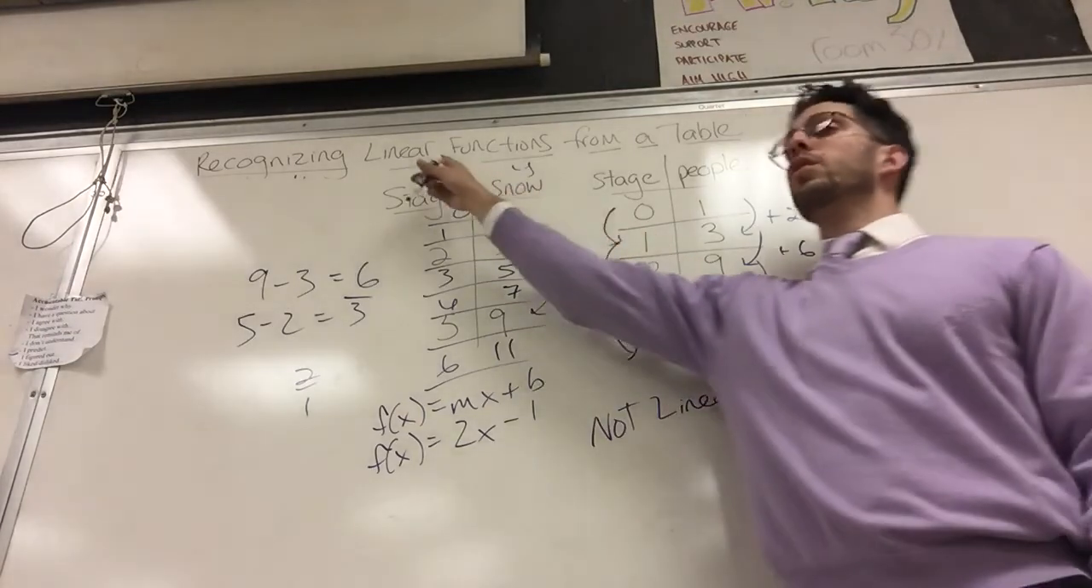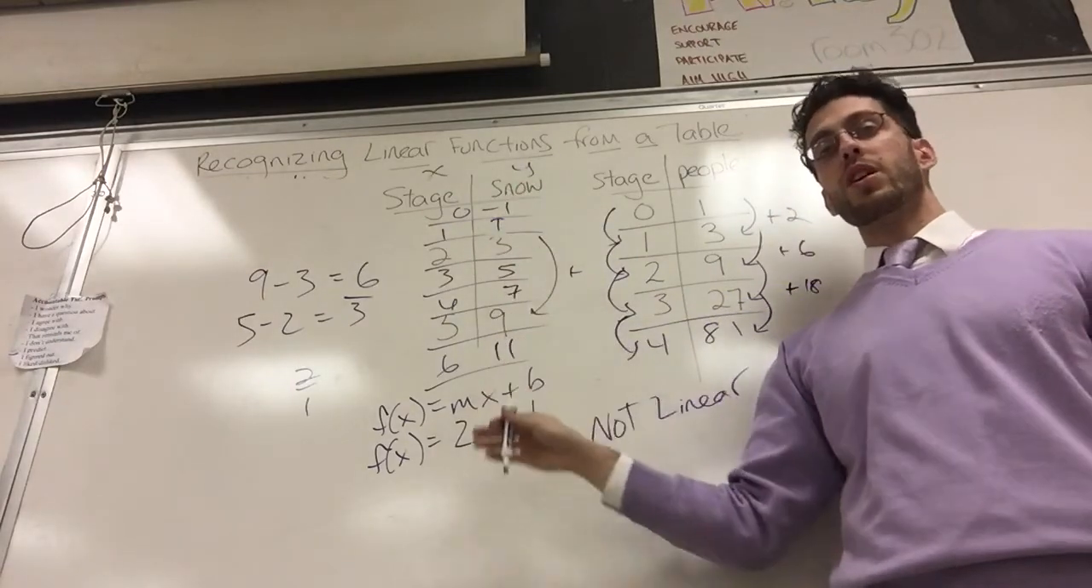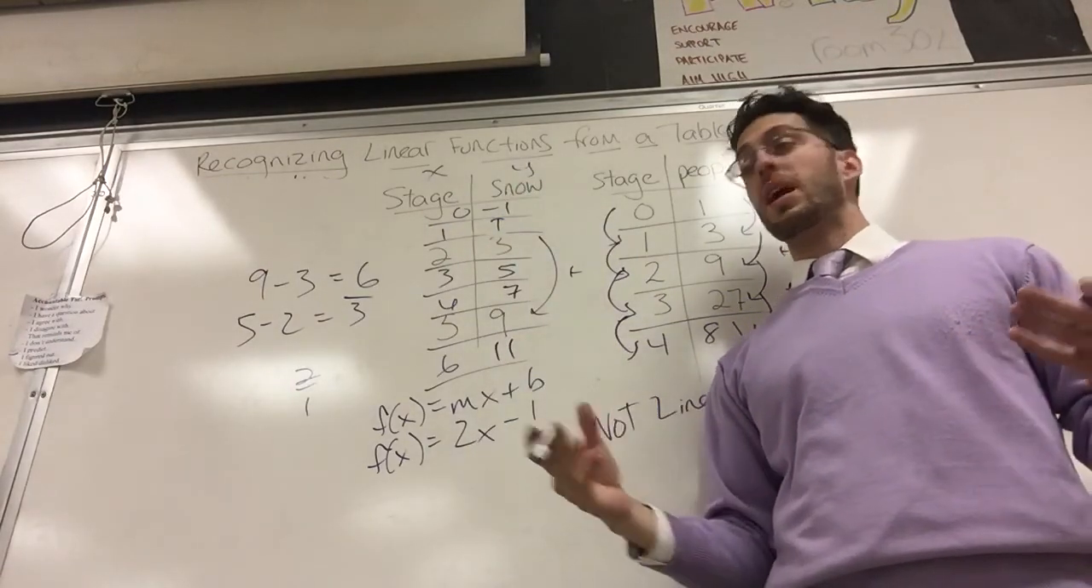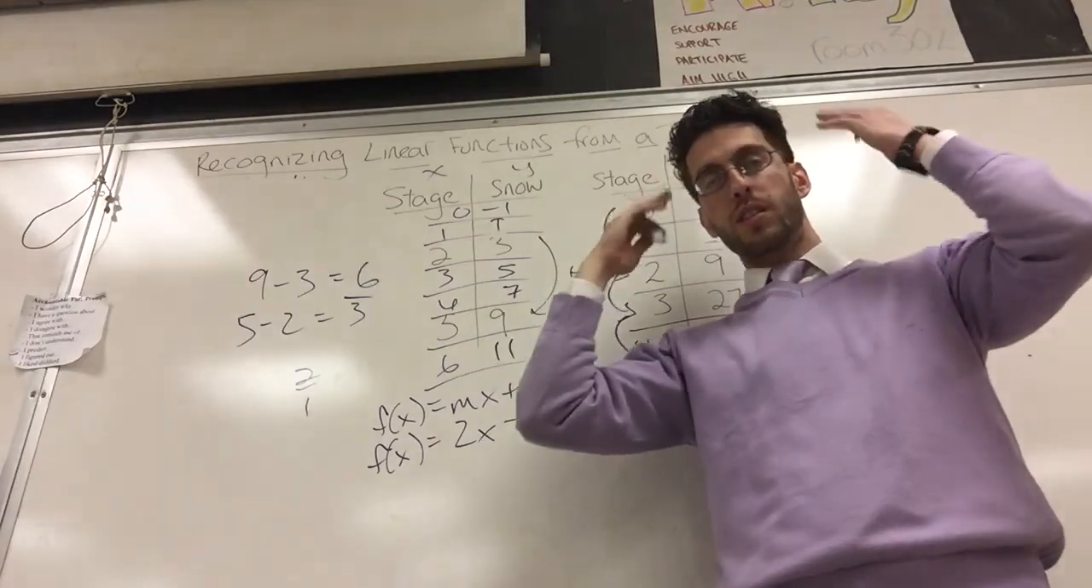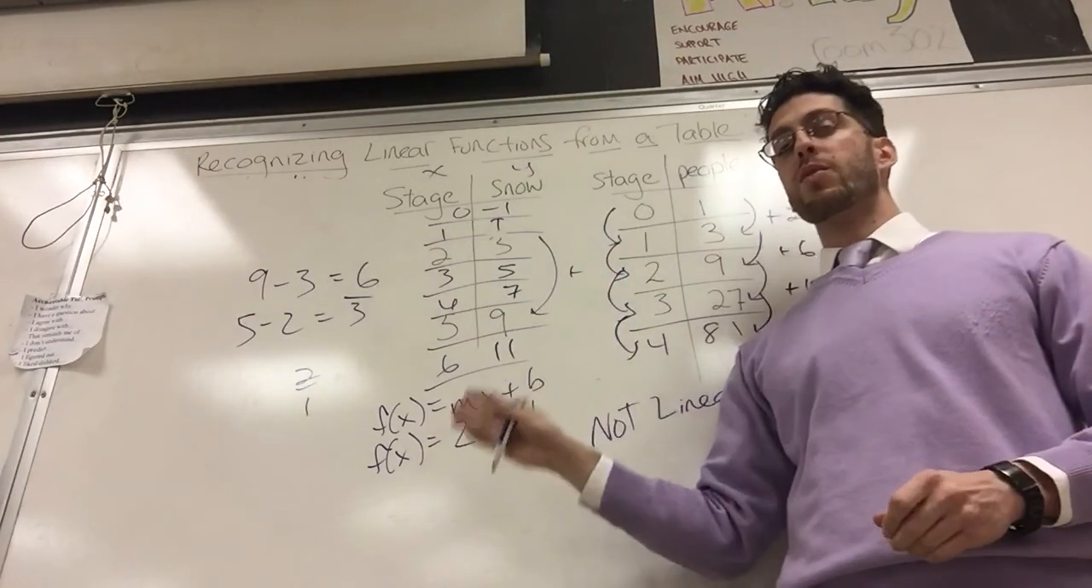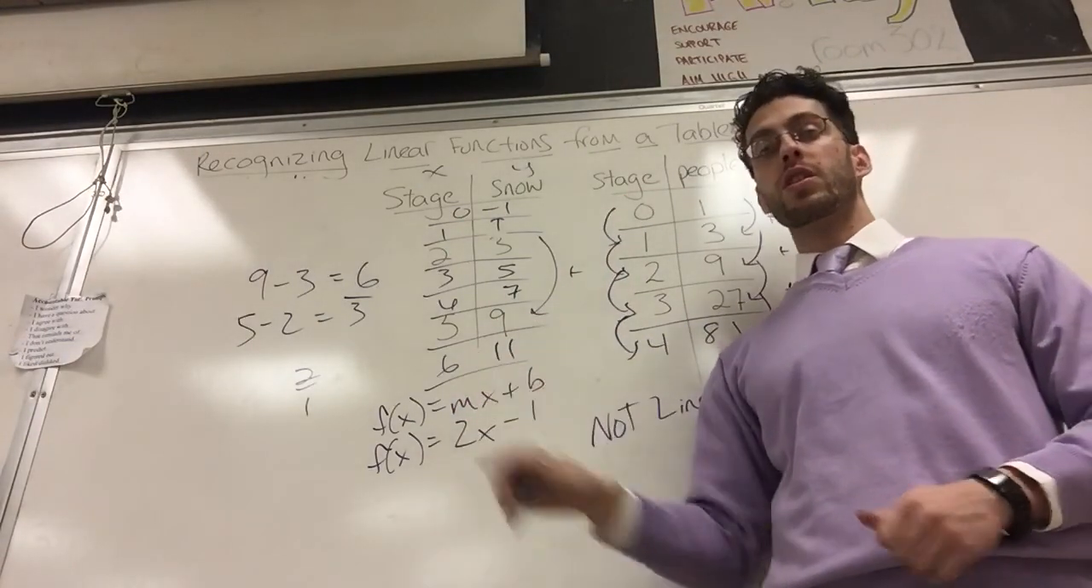You only see a linear function if there's a constant rate of change. It's a lot simpler than I'm making it. I just wanted you to understand the details behind it. Constant rate of change means you're looking at a linear function.